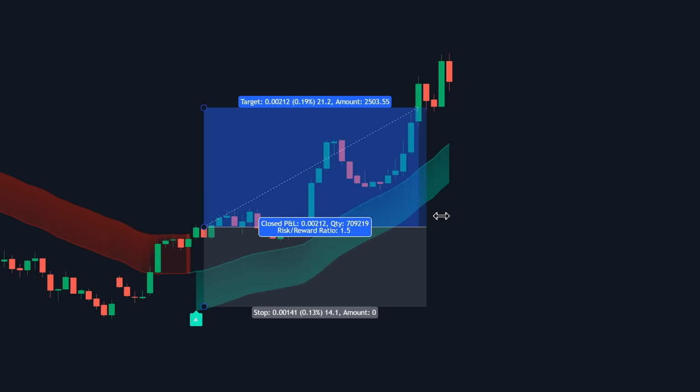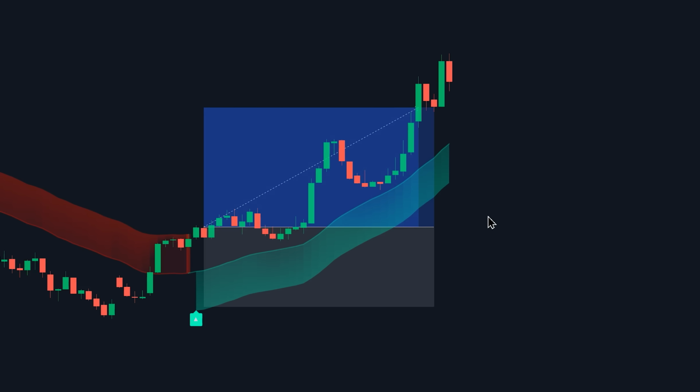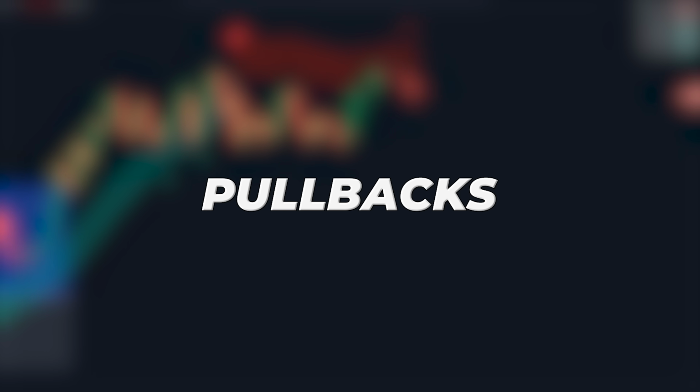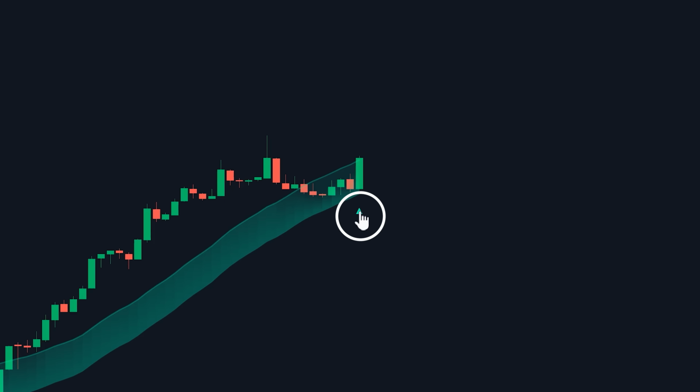And of course, you want to do the opposite of this for a short position. Now, the second strategy of trading with this indicator would be to trade pullbacks. But how would we do that? You may be thinking, well, you see this mini arrow? This is a pullback signal, and that is what we're going to be using.